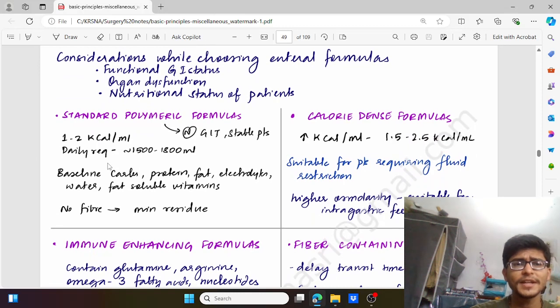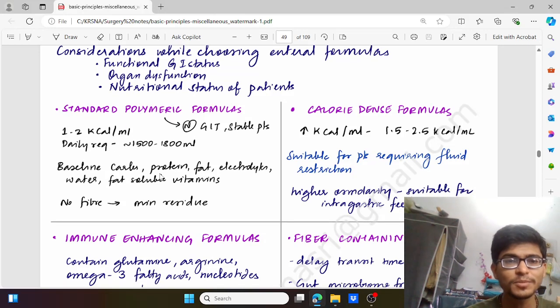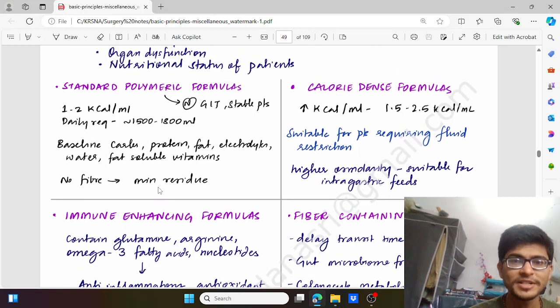So various enteral formulas. The first one is the standard polymeric formula, where we have 1 to 2 kilocalories per ml. It is useful for normal GI patients and stable patients. Daily requirement is up to 1.5 to 2 liters. Here we have baseline carbs, protein, fats, electrolytes, water, fat soluble vitamins and micronutrients. Here there is no fiber, minimum residue.